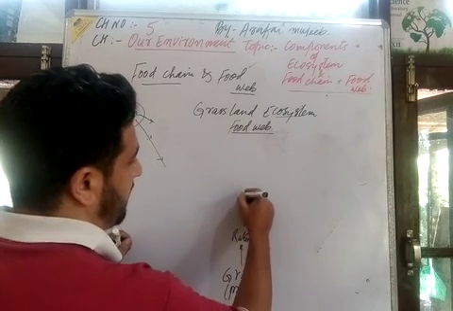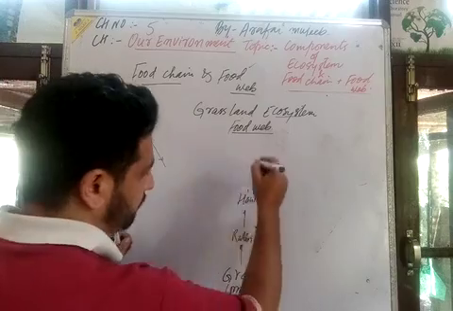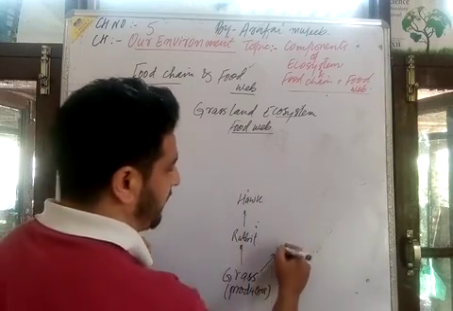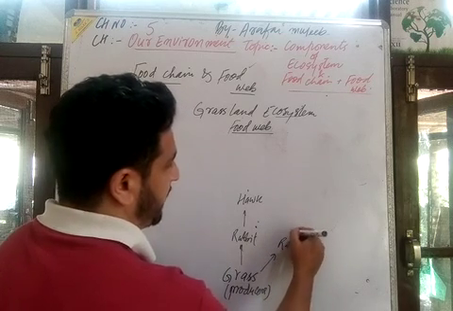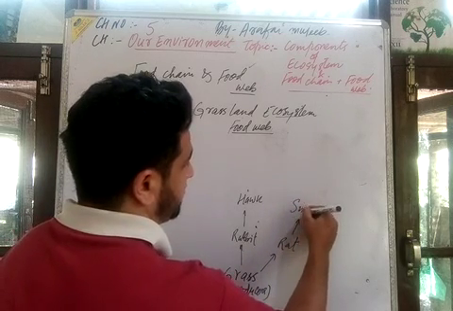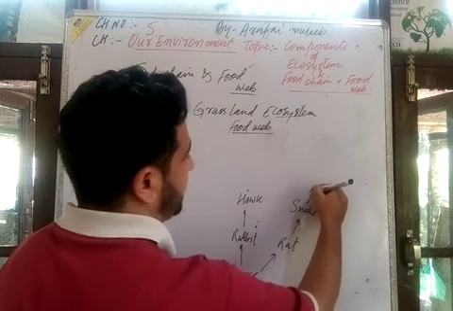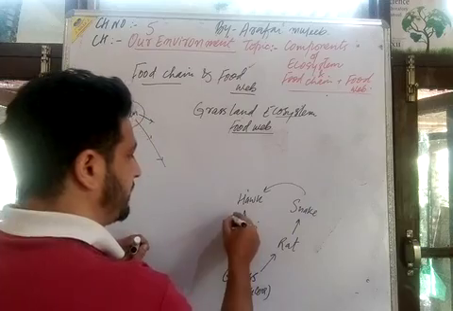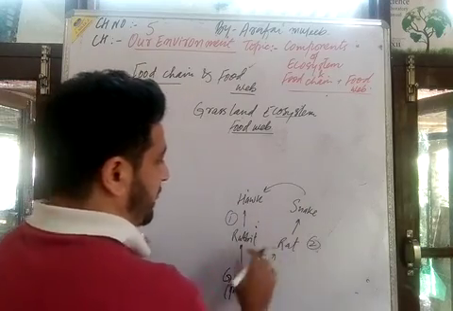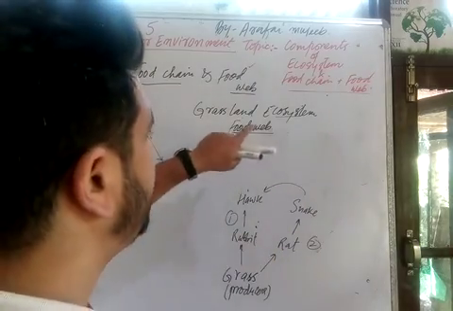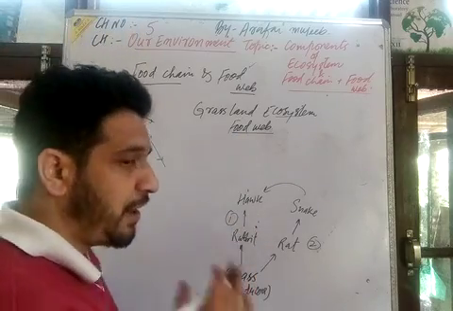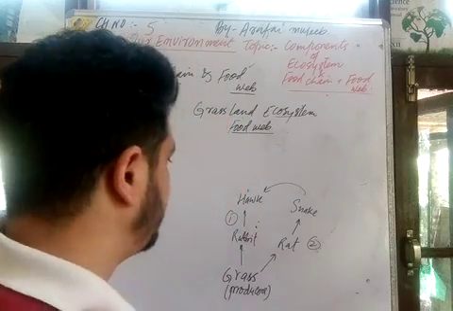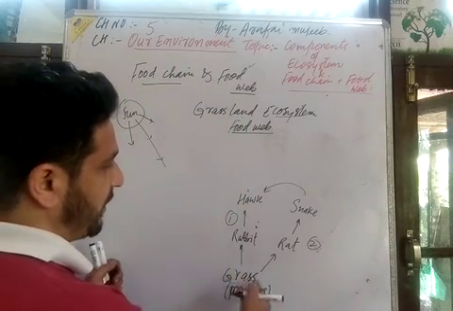It is eaten by the hawk, the top consumer. Then the grass, sometimes in the form of grain, is fed on by the rat, and the rat is fed on by the snake. This snake is again eaten. Here is the first chain, and here is the second chain. That means in a food web there are a number of food chains which are interconnected. There are many options.